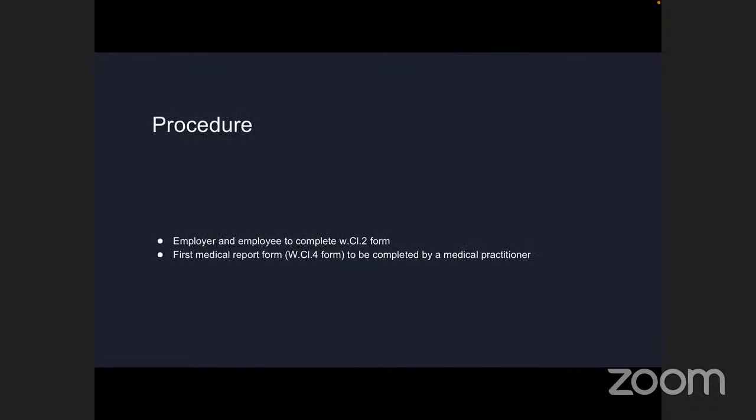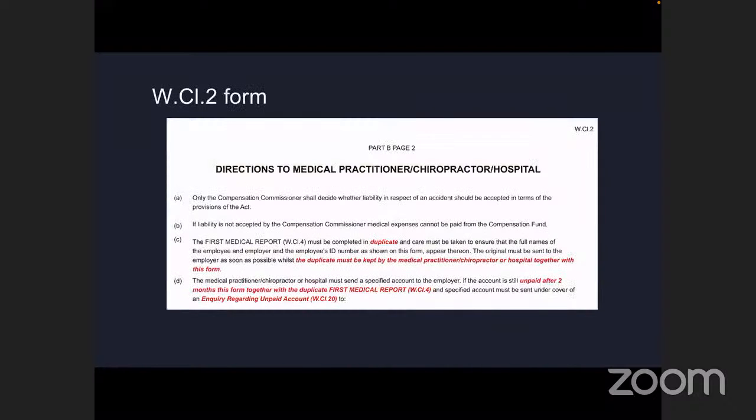So the procedure for this is pretty straightforward from the employer's perspective. The employer and employee are to complete the WCL2 form, and the first medical report form, which is a WCL4, is to be completed by a medical practitioner. This is just an example of the WCL2 form, which is filled in prior to receiving care at the facility. Well, if it's not an emergency, but usually this is already present and filled out at the first consultation.